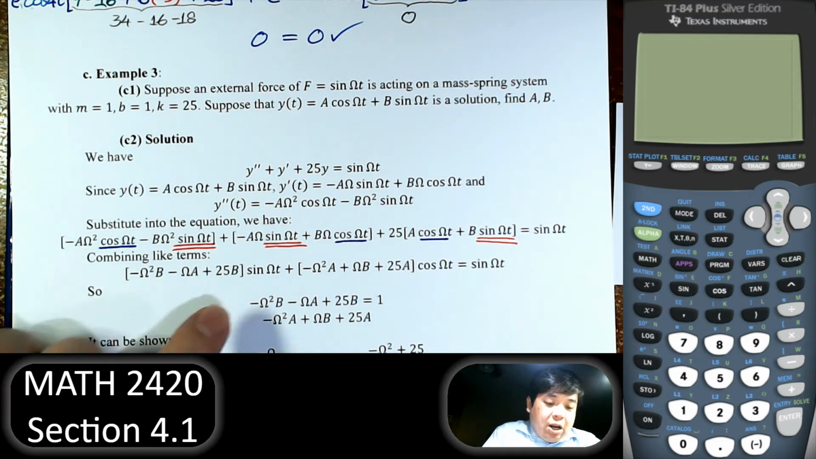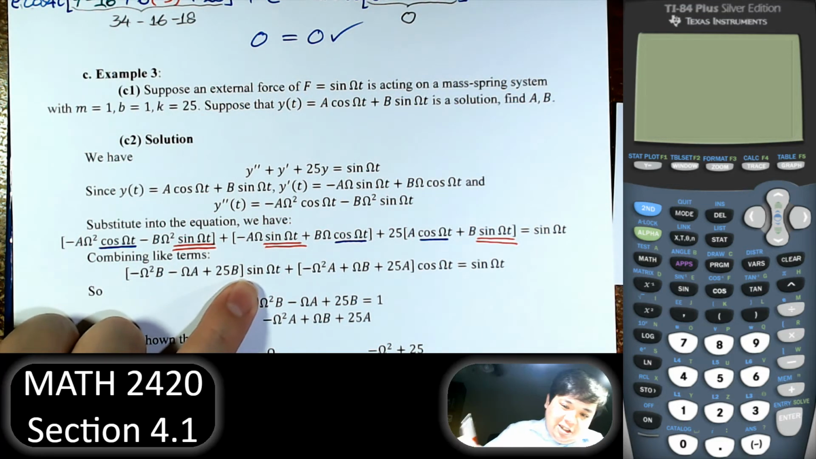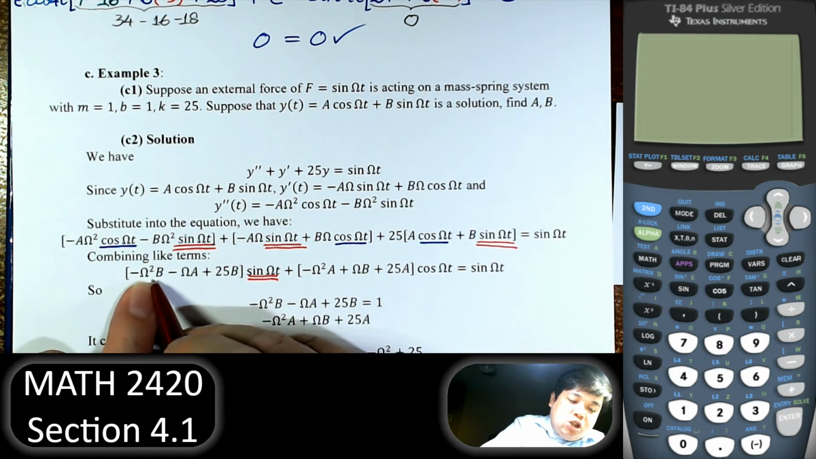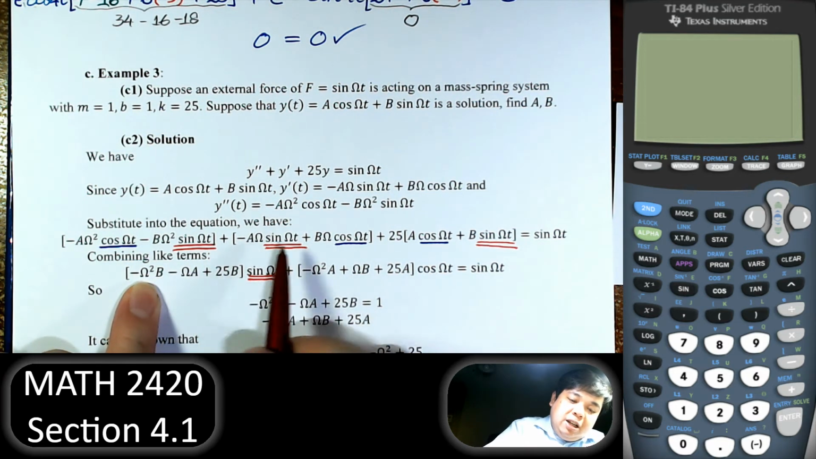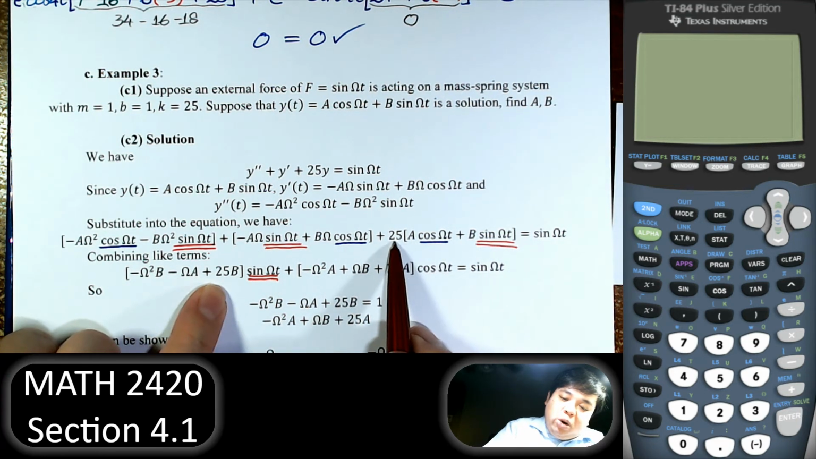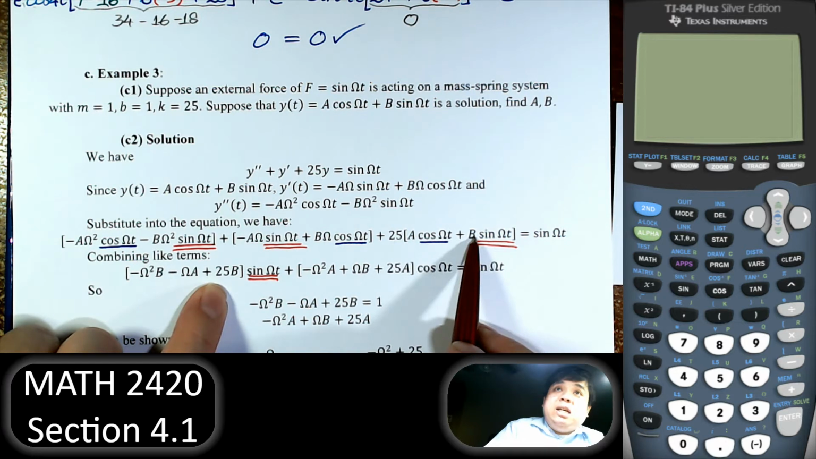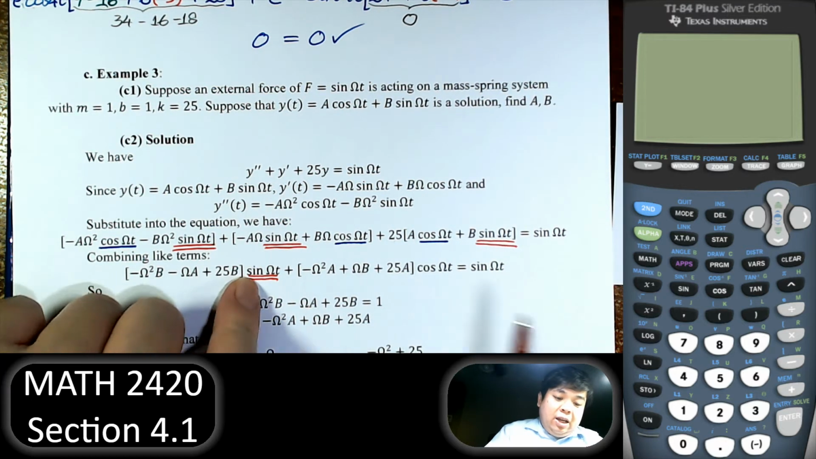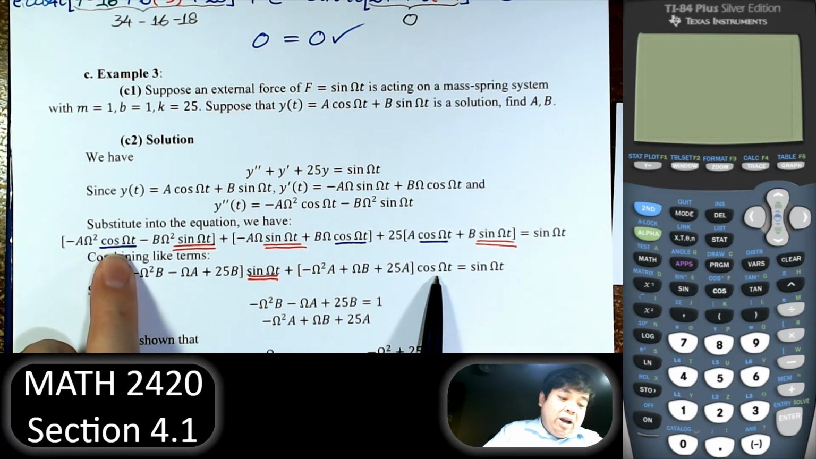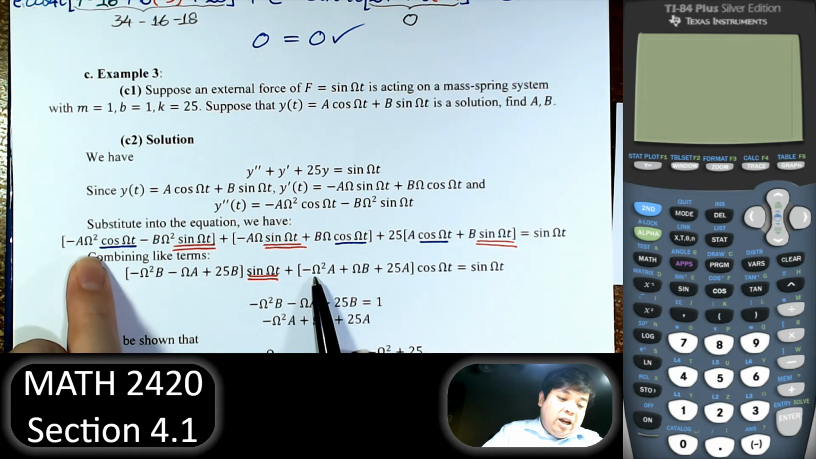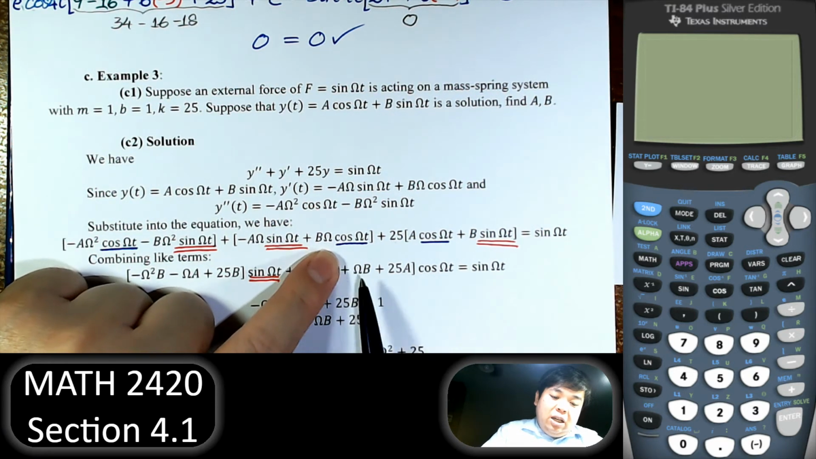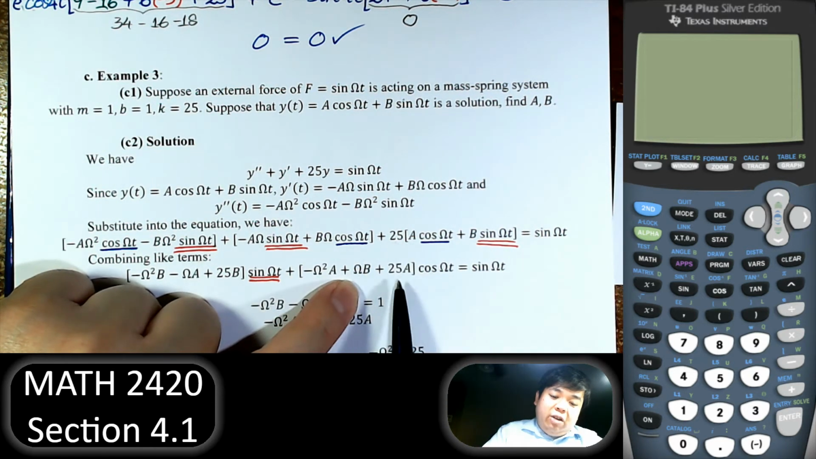If we factor out sine first, we have negative B omega squared, and then negative A omega, and then 25 times B. That's good there. Next, for cosine omega t, we can factor out negative omega squared A and B omega and then 25A.